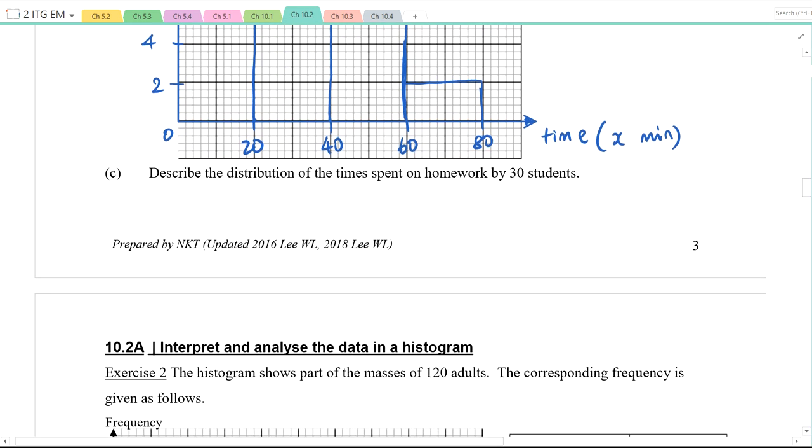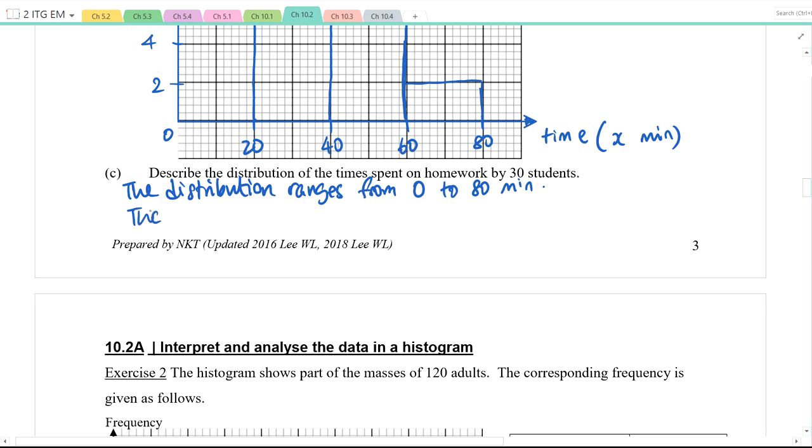So part C, describe the distribution of the time spent on homework by the 30 students. We can talk about the range. So range again is the same, largest value minus the smallest value. The distribution ranges from 0, that is didn't do homework, to 80 minutes.